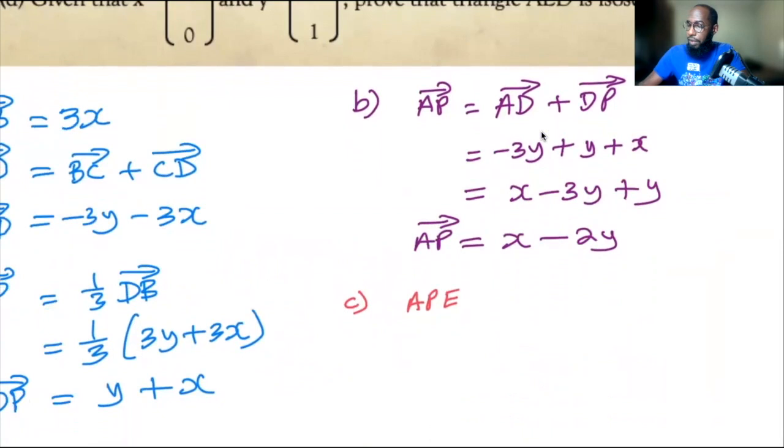So therefore, find out what AP is, and then find out what PE is, and show that one is a multiple of the other, right? So it's like if they ask you to show that ABC are collinear, we have to find out what AB is. Then we have to find out what BC is, and then show that one is a multiple of the other, all right? So let's jump into this right here.